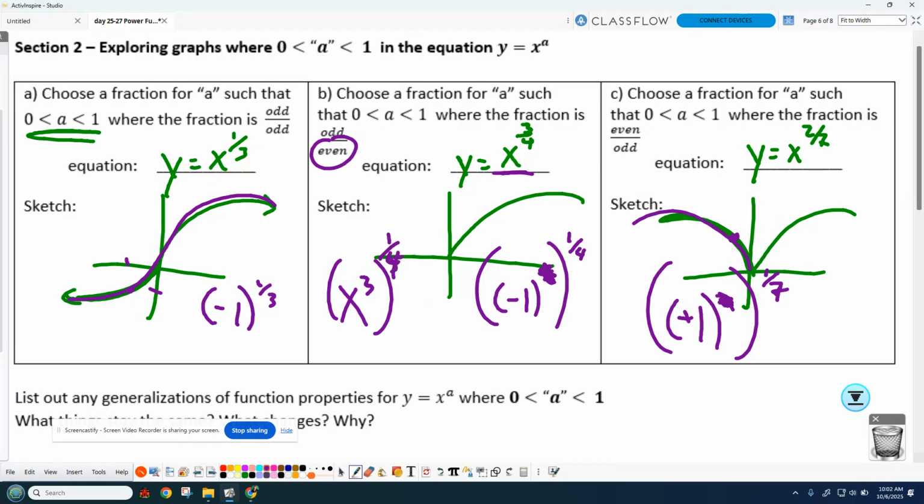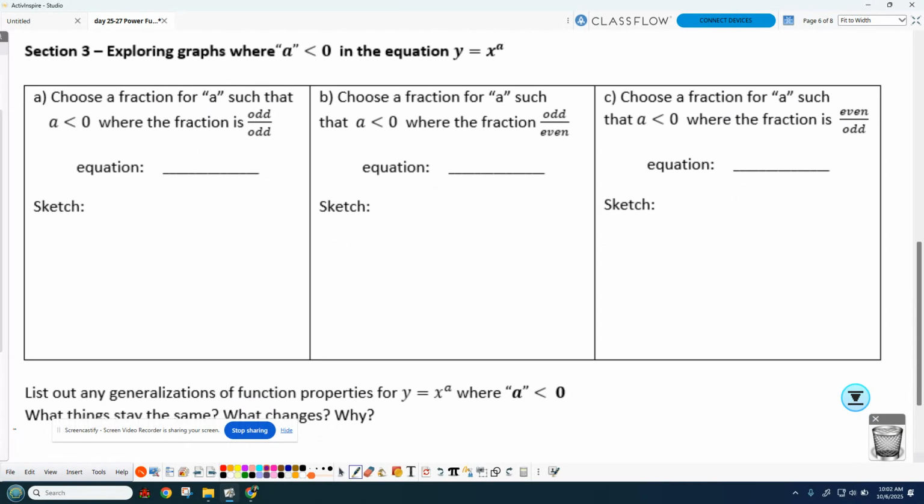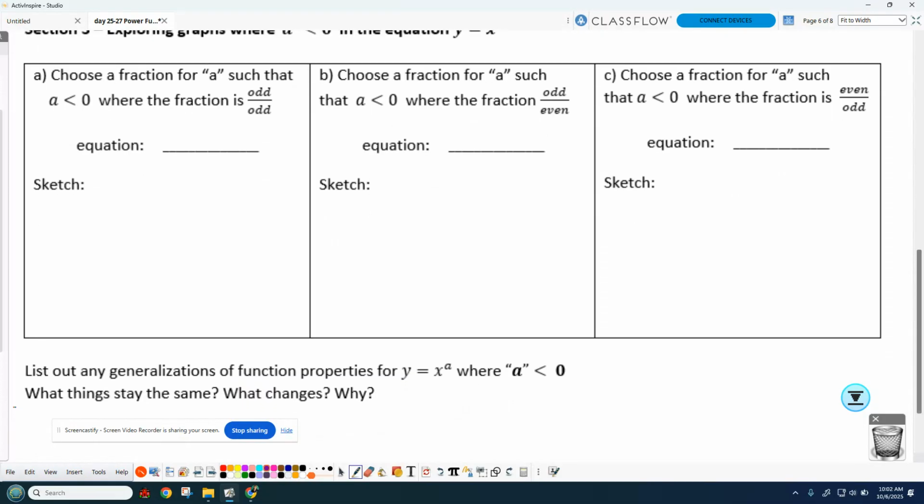Okay. All right, we're going to do the hard one. Boaz, what do you have as an exponent on this one? Odd over odd when it's less than 1. 1/3? Okay. All right. This guy is going to look like this. And testing a -1 in there, it's going to look like that.